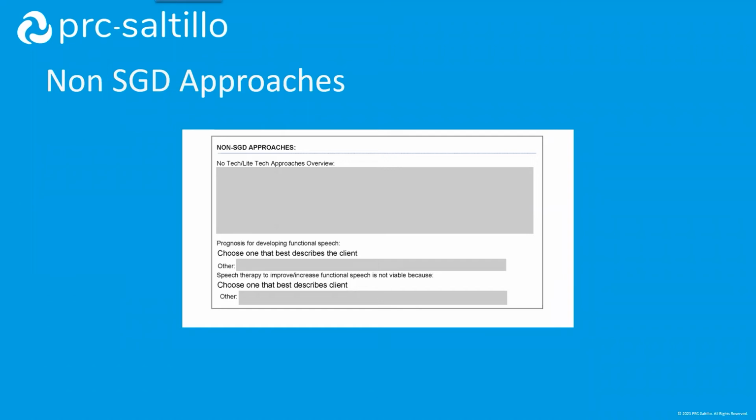overview, you are going to describe the prognosis for developing functional speech. Again, they just want to make sure that they're not going to get their speech back next week and they've paid for this system. Not that that's likely, but that is sometimes one of those drop down boxes that you have to do and you have to justify. Same thing for why speech therapy, more just therapy, is not a viable option. You need to discuss that and put that in the report.